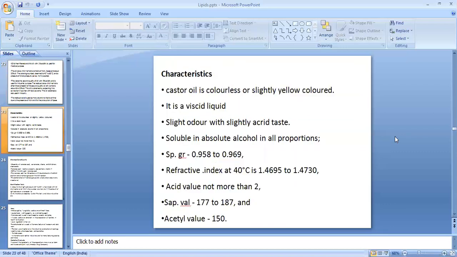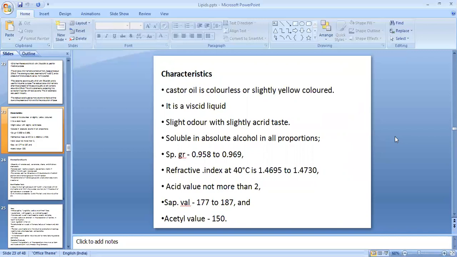And next is the morphological characteristics. This castor oil is colorless or slightly yellow colored in nature. It is a viscid liquid with a slight characteristic smell and acrid taste. When you come to the solubility of the drug, it is freely soluble in absolute alcohol in all proportions, especially 1:1, and also soluble in other organic solvents and insoluble in water, as is usual for fixed oils.